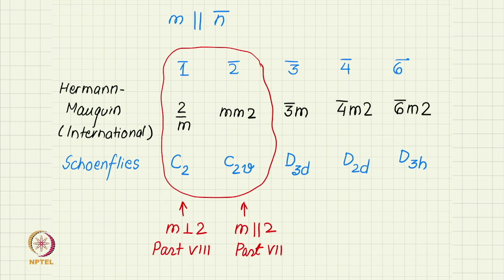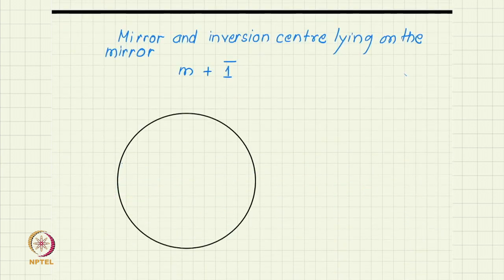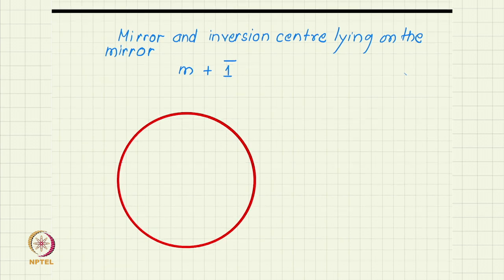So, essentially 3 new groups will be developed in this video, and those are with respect to the 3 bar, 4 bar and 6 bar axes: 3 bar m, 4 bar m2 and 6 bar m2. However, let us first look at what is the resultant of a mirror and an inversion center lying on the mirror plane. So, let us take a horizontal mirror along the primitive and we put a center of inversion in the center.